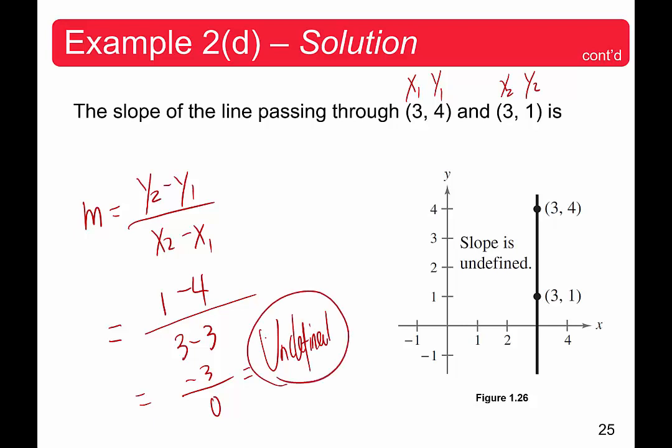The undefined slope indicates it's a vertical line. Okay, for a vertical line the x value must be 3. So the equation will now be x equal to 3. Okay. Now if you plot both of those points, you can also see that it must be a vertical line. Right. A vertical line has an undefined slope.